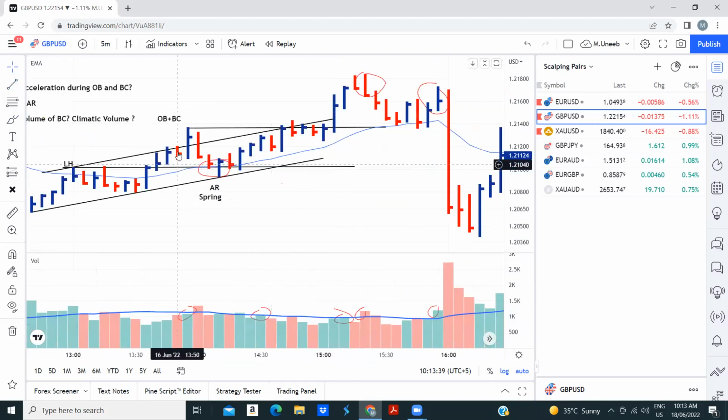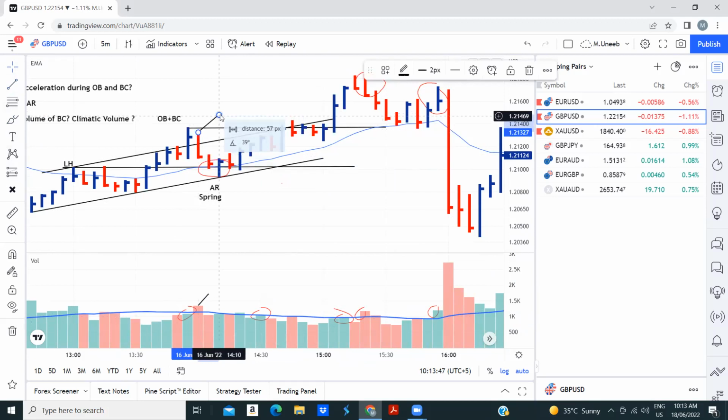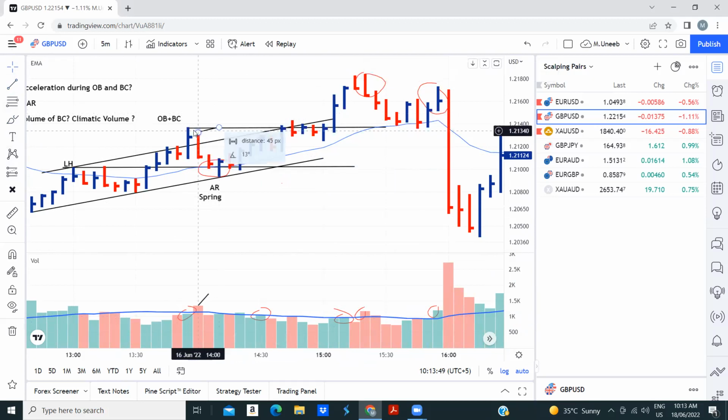Now you would say, okay, this is a climatic volume. Yes, this is a climatic volume, but where does it occur on the high? This is the high. How about this one? This is the highest high. The climatic volume should occur on the highest high of the up move. Do you understand?